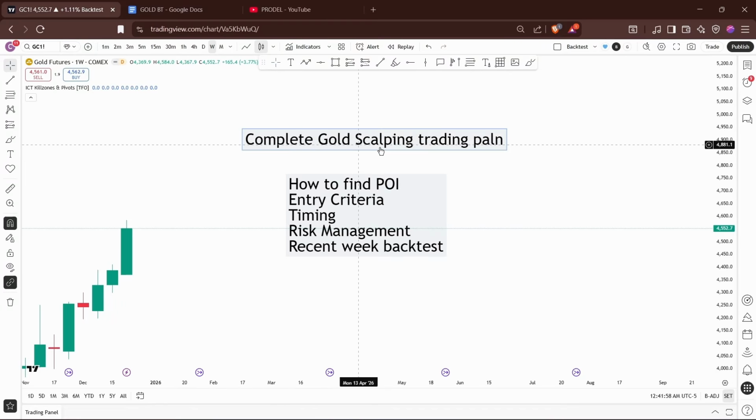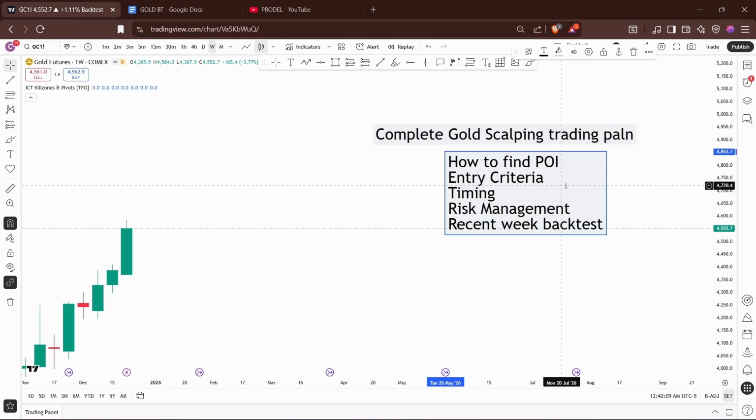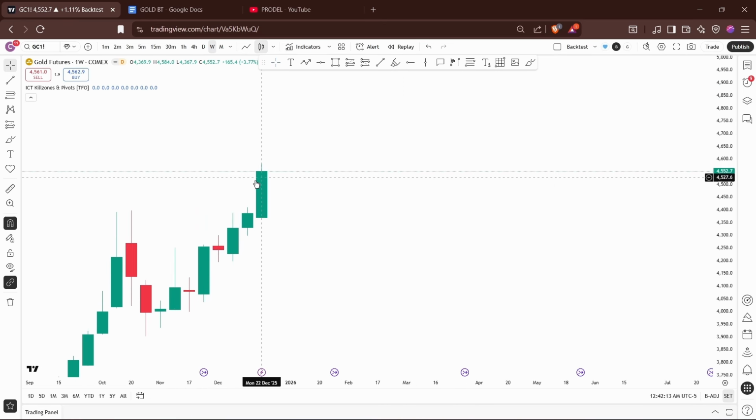Yeah, it's a complete gold scalping trading plan. First, we'll look at how to find POI and entry criteria, timing, risk management, and the recent week backtest. And I will show you everything from the backtesting. Here, this is the latest. This is the recent week candle.